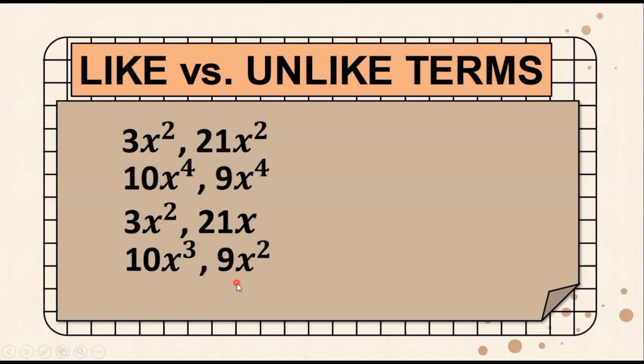Next example, we have 10x cubed and 9x squared. We check the variables of the given expressions. So for the first expression we have 10x cubed. The exponent of the variable x is 3, while on the second expression the exponent of variable x is 2. They differ, okay? In terms of exponents, magkaiba sila. Yung x sa first expression, meron siyang 3 na exponent, while on the second expression, meron siyang 2 na exponent. So, we cannot say that the two expressions are like terms. They are what we call unlike terms.